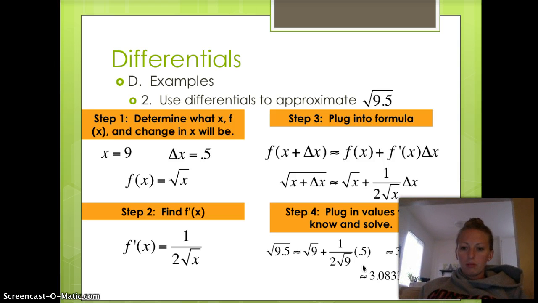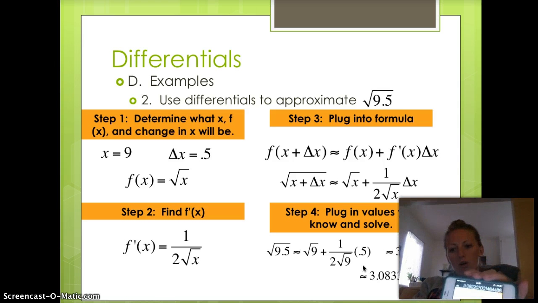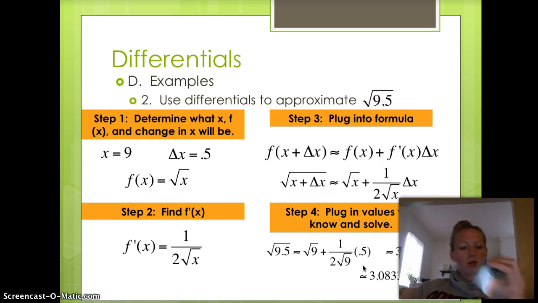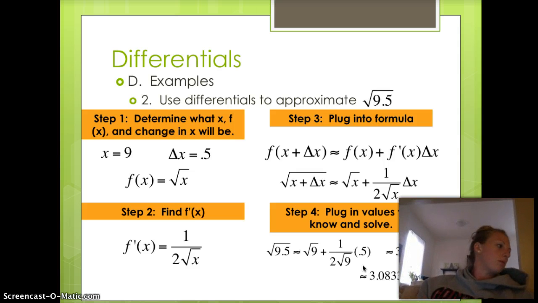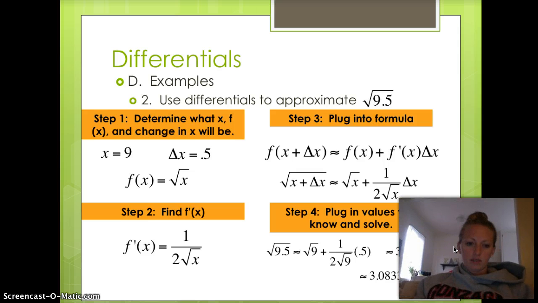So when I plug that into my calculator, I get 3.083 repeating. And if I just take 9.5 and take the square root, I get 3.082207. So it is a bigger difference than our last one, but it's still an approximation, so it's okay. Just notice again that it's not giving you the exact same value.